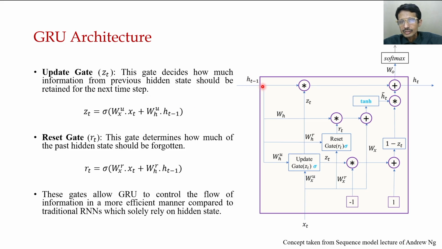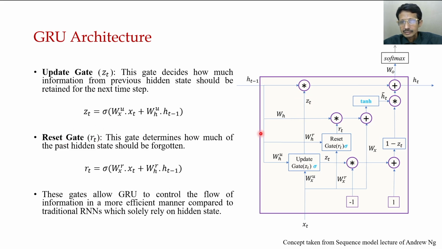So how much of h t minus 1 is coming to h t in the output. What is z t? This is a sigmoid, because we put a sigmoid non-linearity here. Now this is the weight matrix W of x, for x t, and u for update gate, times x t, plus W of h, u, times h t minus 1. This is the update gate, and that is z t.